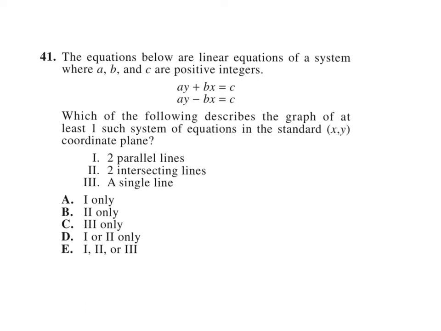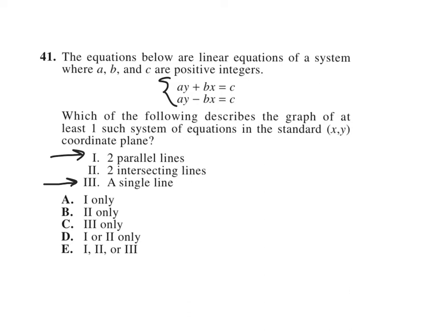The equations below are linear equations of a system where a, b, and c are positive integers. And when I think linear, my mind automatically goes y equals mx plus b. Which of the following describes the graph of at least one such system? Well, number 1 says that I have 2 parallel lines. 2 parallel lines have the same slope once my equation is solved for y. A single line just means that these 2 equations have to be the exact same line. Same slope, same y-intercept. And number 2, 2 intersecting lines just means if the slopes are not the same, those 2 lines have to intersect each other somewhere.